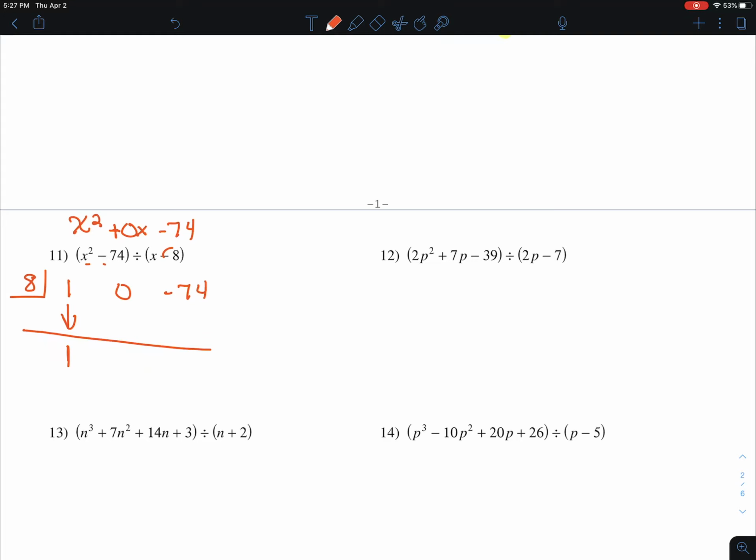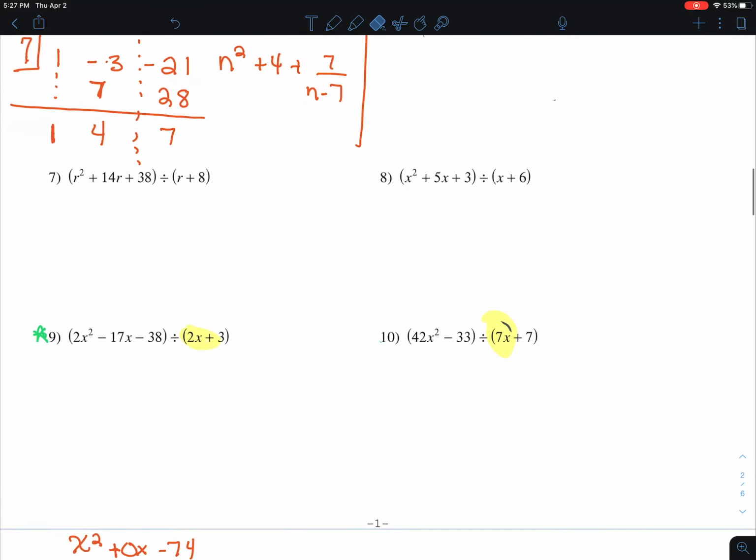All right, bring down the 1, multiply, 1 times 8 is 8. Add. 8 times 8 is 16, and I am not even, oh, that's wrong. See, I told you I have a hard time with this simple stuff. 8 times 8 is 64, and that's going to give me negative 10 as a remainder. So my answer is x plus 8 minus 10 over x minus 8. Easy peasy? Well, maybe not, but it's okay if it's not.